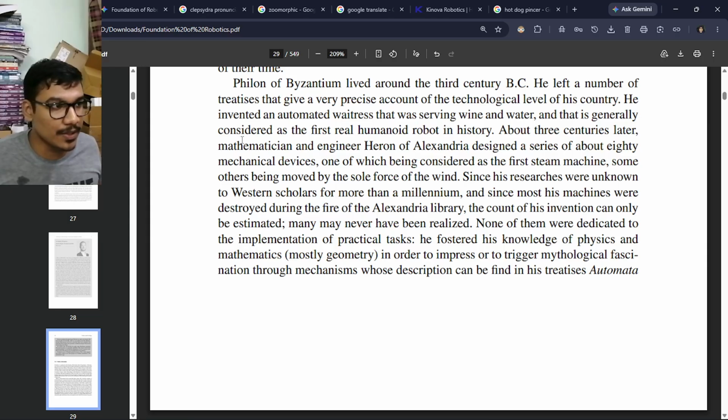So we are heading towards making humanoid robots. About 3 centuries later, the mathematician and engineer Heron of Alexandria designed a series of about 80 mechanical devices, one of them considered the first steam machine, some others moved by the sole force of the wind. His research was unknown to Western scholars for more than a millennium.